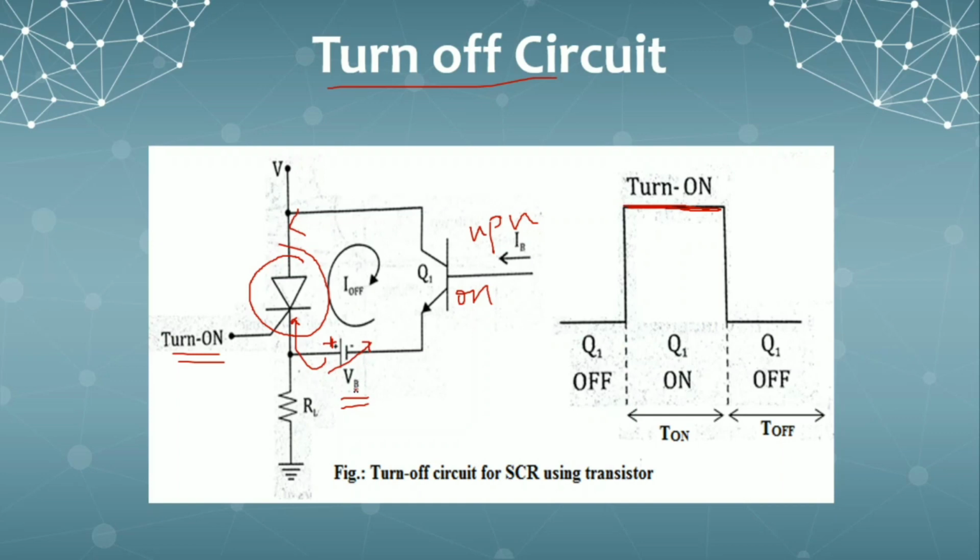The base current is increased. So this base current will keep increasing such that there will be a reverse current flowing through the device from cathode to anode. Once the reverse current starts in the device, the device will turn off. So this is the turn-off circuit used for the SCR to commute. This is one type where you are forcing the SCR to turn off. Therefore, it is called forced commutation.